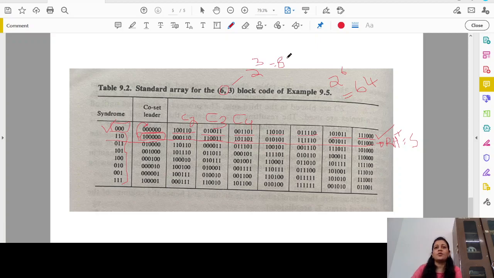In order to obtain 64 elements, I should have an 8 cross 8 matrix. The number of columns is already 8, so go with 8 different rows also. So you can see that we are considering 8 different rows, and this is our standard array. Now, comparing R with any element over here, you can easily decode the corresponding code word. This is how we will use the standard array for decoding a received code vector.